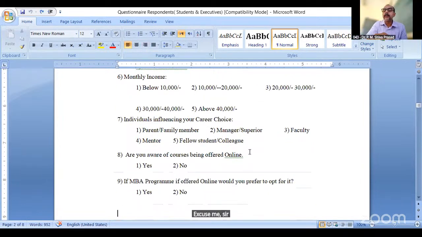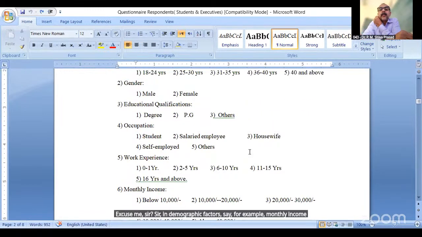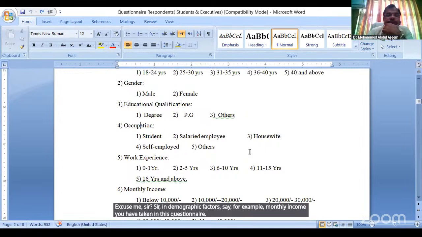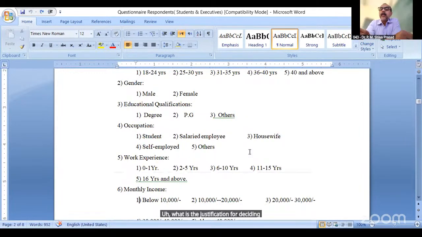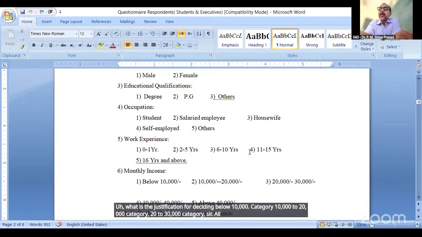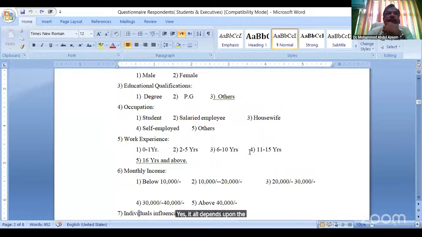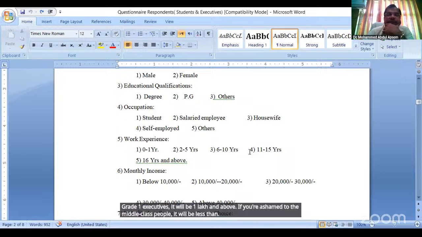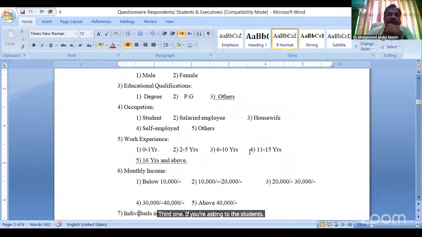Excuse me, sir. In demographic factors, for example, monthly income you have taken in this questionnaire. What is the justification for deciding below 10,000 category, 10,000 to 20,000 category, 20 to 30,000 category, sir? Yes, it all depends upon the nature of the respondent. If you are asking the executives, grade 1 executives, it will be 1 lakh and above. If you are asking the middle class people, it will be less than that. If you are asking the students, monthly income will be less. That's the only thing. It is on the target respondents. There is no rule for that.